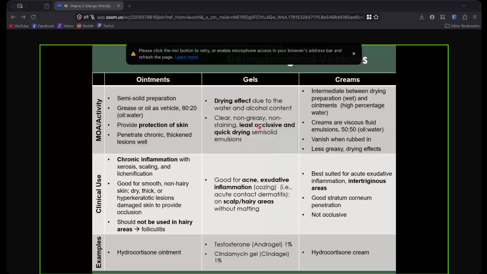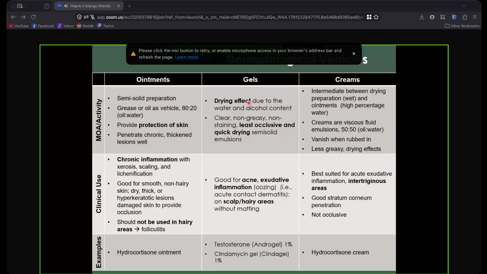So that's why you get that drying effect. These are very quick to dry on the skin. They appear clear, so you don't get that greasy effect like we talked about with the ointment. And you do see that these are the least occlusive.